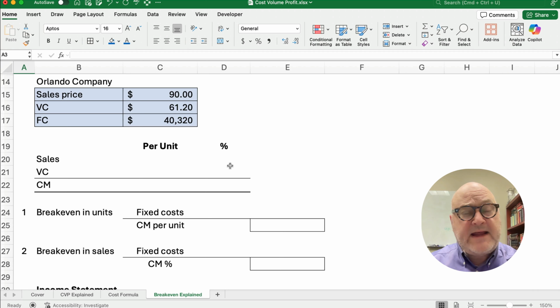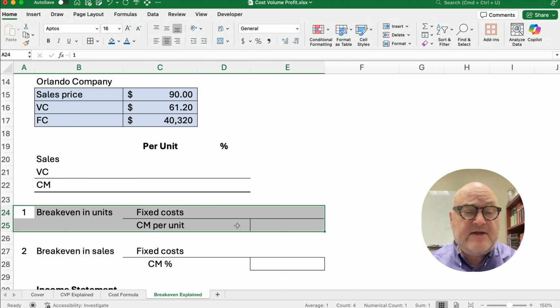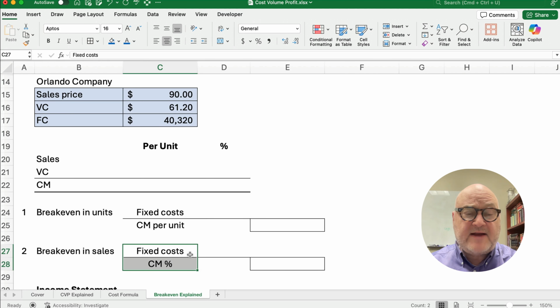So for the Orlando company, we have a sales price of $90, and our variable cost per unit is $61.20, and our fixed cost total is $40,320. So we're going to use two formulas to calculate break-even. One is called break-even in units. So it's our fixed cost divided by our contribution margin per unit. And our break-even in sales is fixed cost divided by contribution margin percentage.